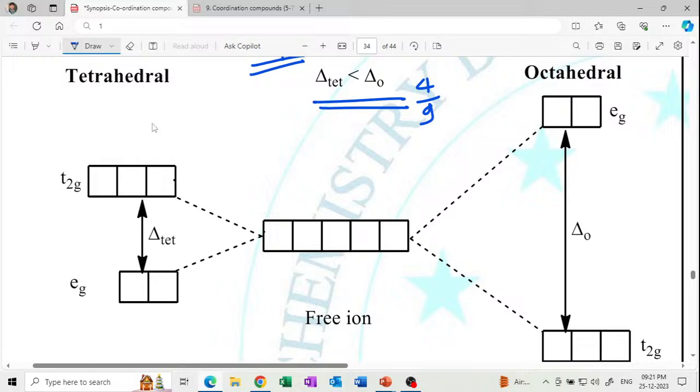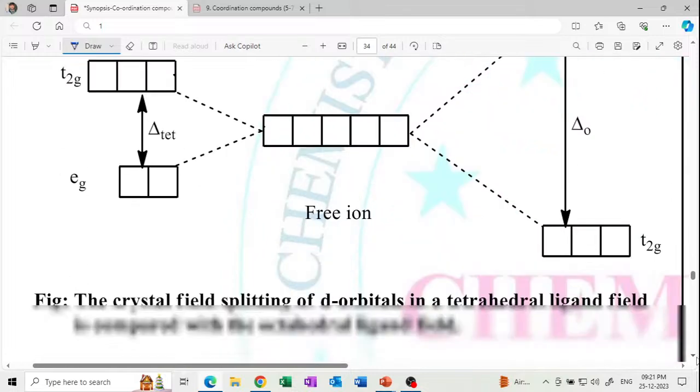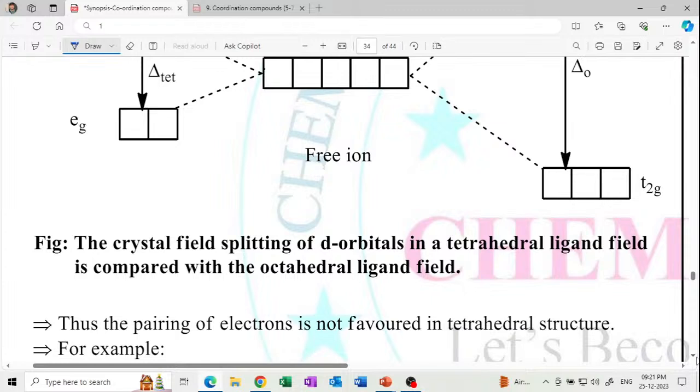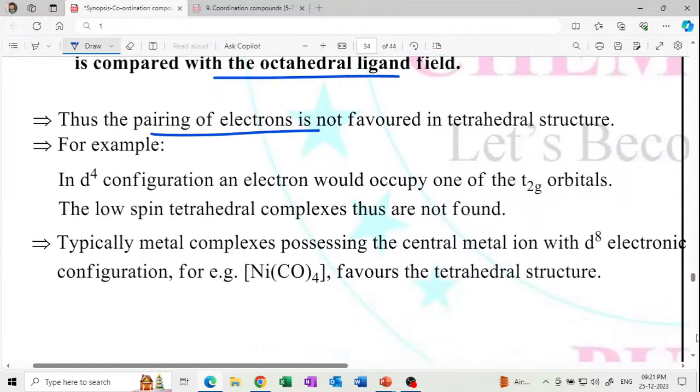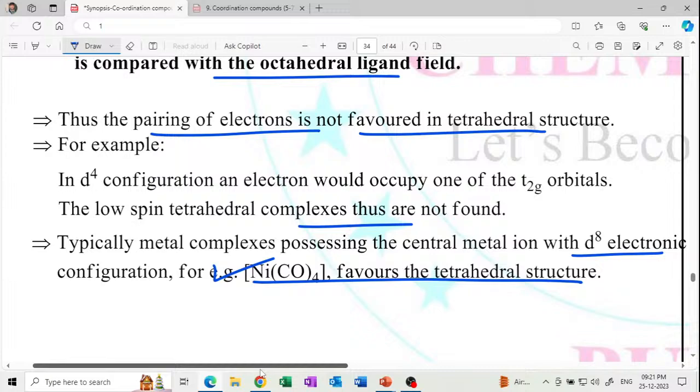Eg and T2g. Okay, complete. The crystal field splitting of the d orbitals in tetrahedral is smaller as compared to the octahedral ligand field. The pairing of electrons is not favored in the tetrahedral complexes. Get it? Mostly d8 configuration does not favor the tetrahedral structure.